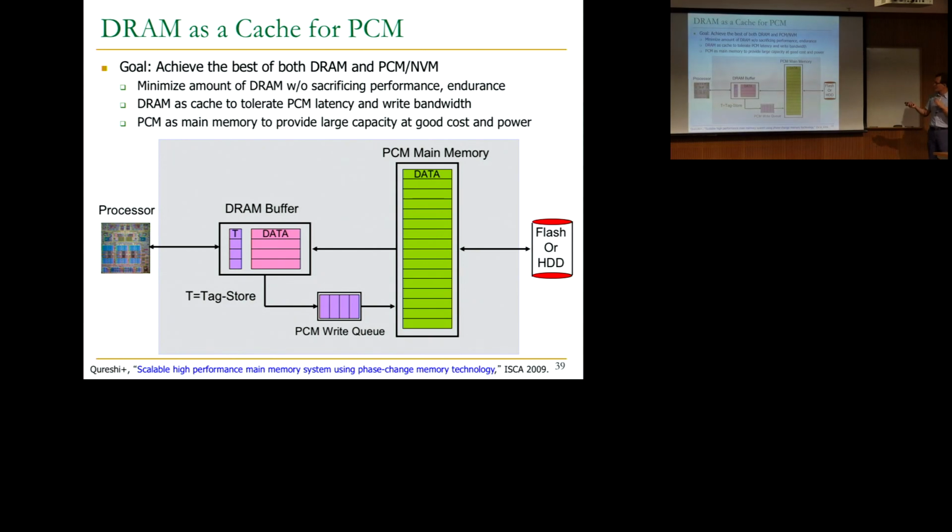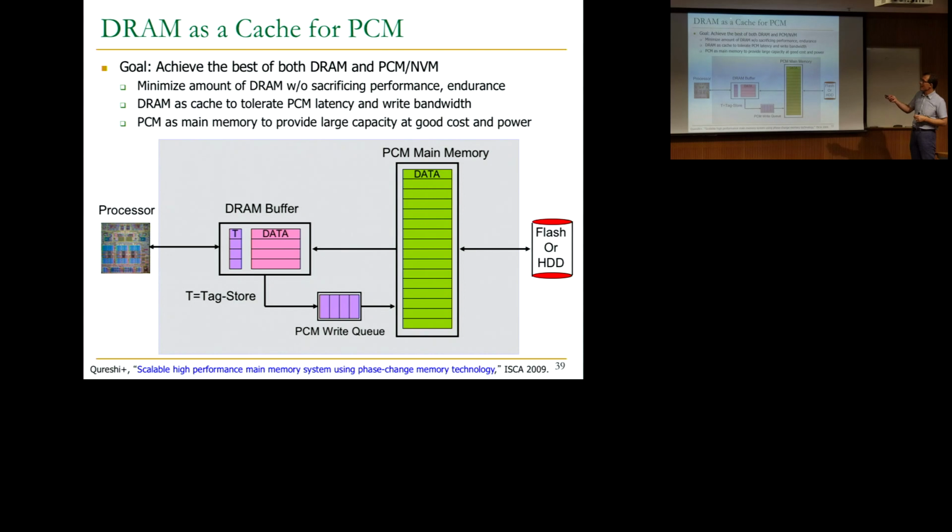But before that, there is a paper that I'm going to mention. This is concurrent with the work that we've done. It looks at a system-level perspective. Basically, the goal is to achieve the best of both DRAM and phase change memory and NVM. That's the idea of hybrid memory systems.